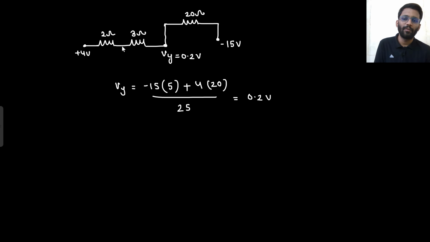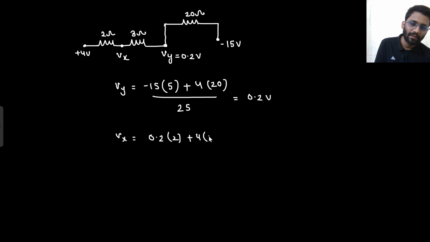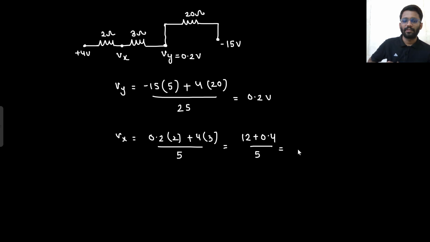So if this is 0.2 volt, what will be the value of Vx? Vx will be 0.2 into 2 plus 4 into 3, divided by 2 plus 3, that is 5. So 12 plus 0.4 divided by 5, that is 12.4 by 5, which is 2.48 volt. So Vx potential is 2.48 volt. This is the final answer.